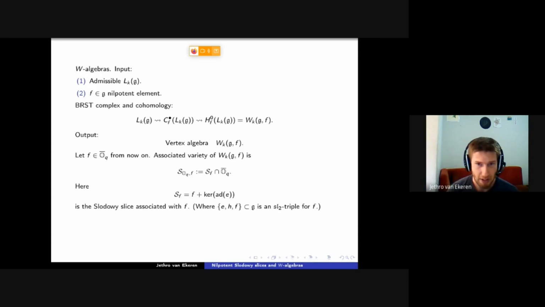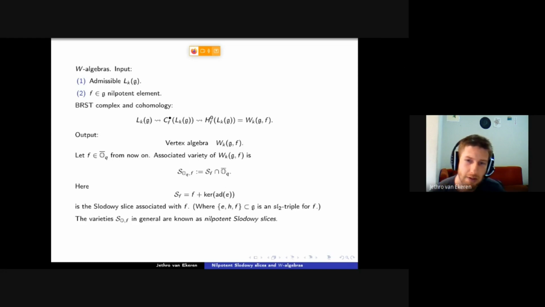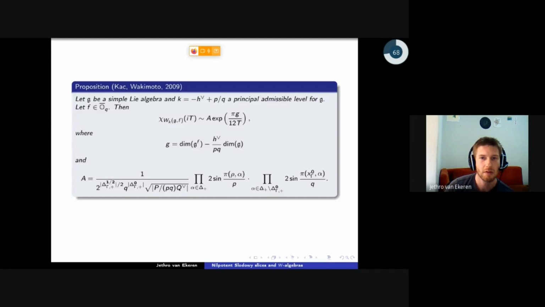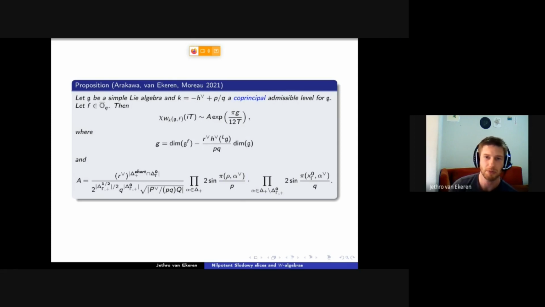And indeed, these intersections, S_F intersected with the closure of O_q, are slightly less well known than the Slodowy slices. Slodowy slices are abundantly studied in Lie theory and Poisson geometry. These so-called nilpotent Slodowy slices are slightly less well known, but also studied classically. Anyway, characters, sorry, partition functions of these W-algebras are also modular, and their asymptotics are also known, again by Kac-Wakimoto in the principal admissible case, and by us in the co-principal admissible case.